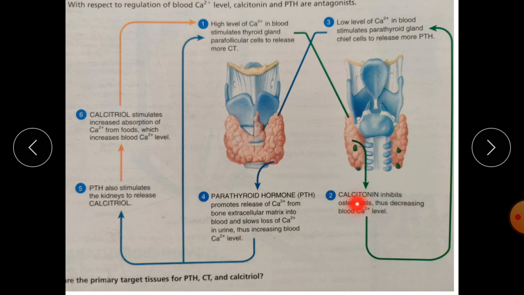Now the calcitonin has been released. Now it inhibits the osteoclast, thus decreasing the blood calcium level. Osteoclasts are there in the bones, in the extracellular matrix. So by doing bone resorption, the calcium is released into the blood and the blood calcium level is increased.